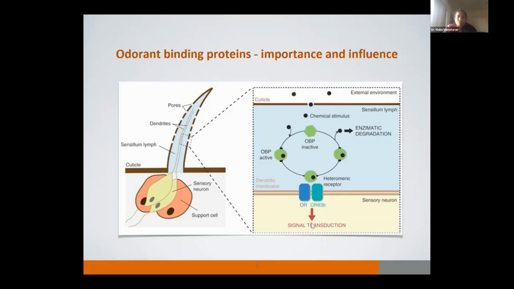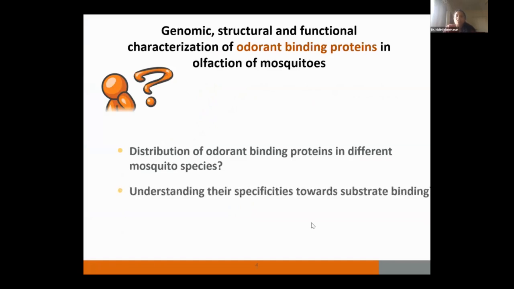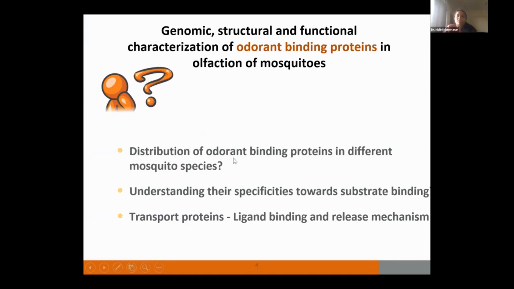So we wanted to understand the distribution of odorant binding proteins in different mosquito species. We also wanted to understand the specificities towards substrate binding, and to learn how they transport the protein, how the ligand binding happens, and how the release of the odorant molecule happens. Today, I will stick to talking about just the distribution of OBPs in different mosquito species, and the other two for some other point of time.